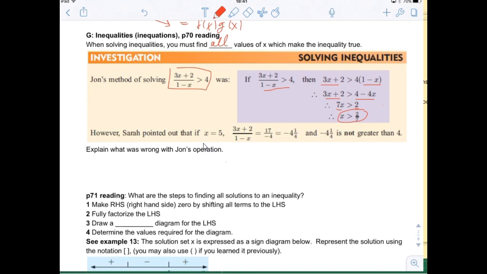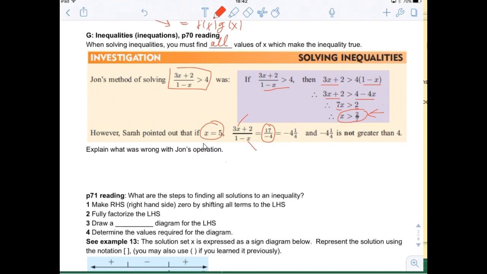Sarah pointed out that if x equals 5, and she puts that into the original inequality, she ends up with 17 divided by negative 4, which is equal to negative 4 and 1/4, and negative 4 and 1/4 is not greater than 4. So that's weird, right? Because x equals 5 is in John's solution set, but Sarah could think of a counterexample which would ruin his answer.